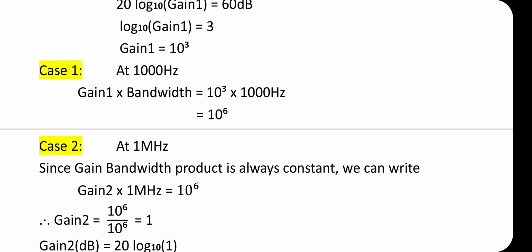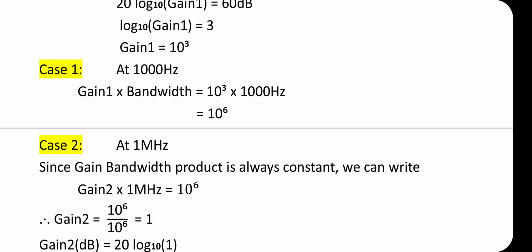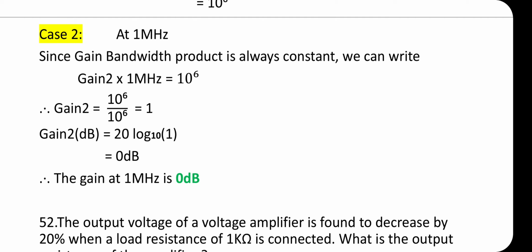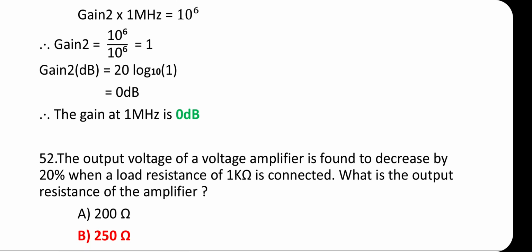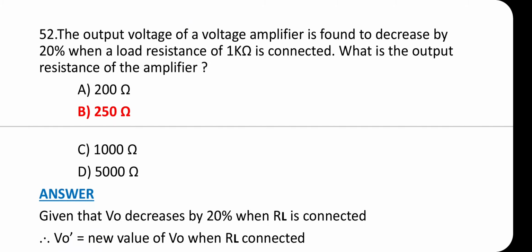Consider case 1. At 1000 Hz, gain 1 into bandwidth, that is the gain bandwidth product, is 10 raised to 6. Case 2 at 1 MHz. Since the gain bandwidth product is always constant, we can write gain 2 into 1 MHz is equal to 10 raised to 6. Therefore, gain 2 equal to 1. Gain 2 in dB equal to 20 log 10 of 1 equal to 0 dB. Therefore, the gain at 1 MHz is 0 dB.